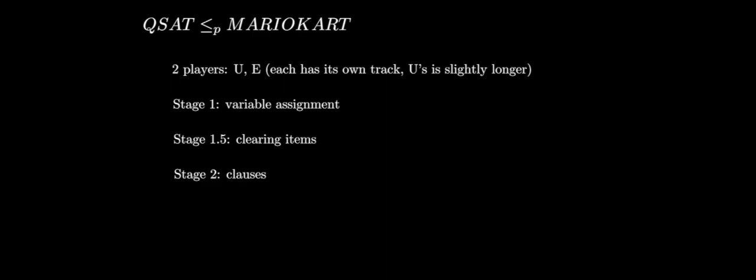We will construct the clause paths so that even if E is slowed down by a little, U will win. Now let's formally define the gadgets. We will start with the clause gadget. The setup is like this.